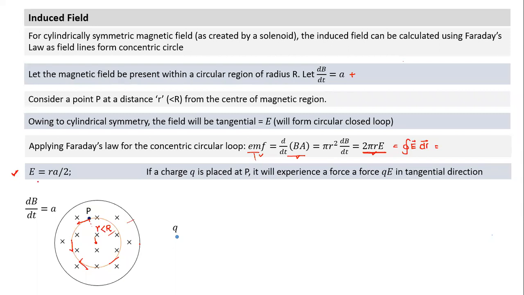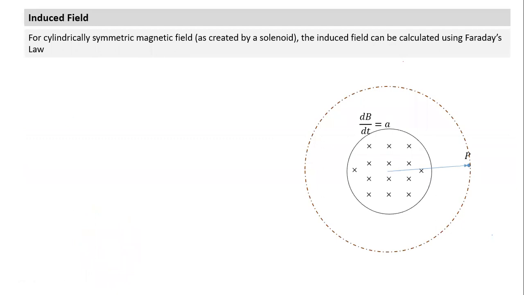Since this field is not created by any charge system, it is given a different name, called the induced field. Now, similarly, we have to calculate whether an induced field exists outside the cylindrical region. Again, we are confining our discussion to a cylindrically symmetric magnetic field. This magnetic field exists in a circular region of radius R and is varying at a constant rate, dB/dt equal to A. Outside the circular region there is no magnetic field; it exists only within this region.